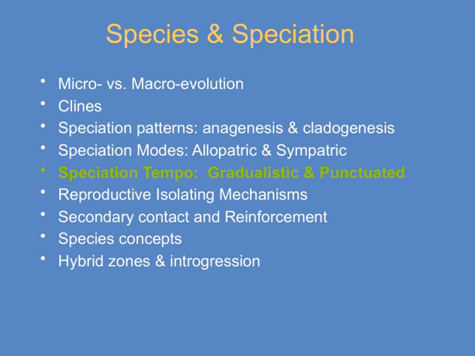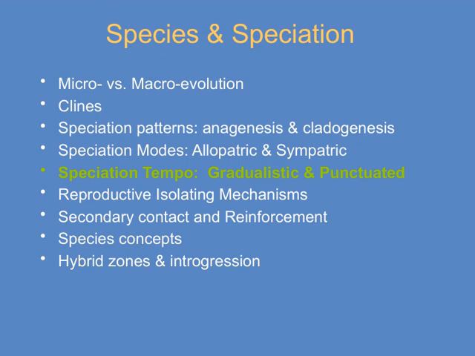The tempo of speciation can be gradualistic, meaning it happens slowly and steadily over time, or punctuated, where long periods of stability are interrupted by rapid bursts of change. Reproductive isolating mechanisms are crucial. They prevent different species from interbreeding and producing viable offspring, maintaining species boundaries. These mechanisms can be prezygotic, like differences in mating behaviors, or postzygotic, such as hybrid sterility.